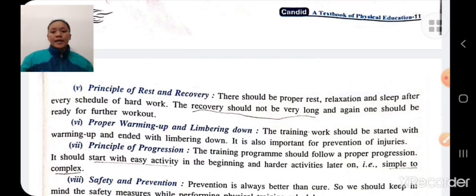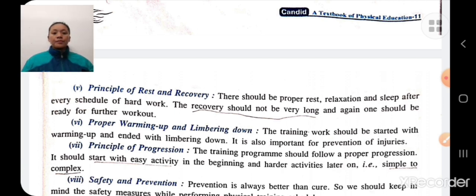Principle of rest and recovery. The training program should follow the principle of rest and recovery. There should be proper rest and recovery during the training program, but the thing to be kept in mind is that the recovery period should not be very long. If we take a long break, then our performance cannot be improved.